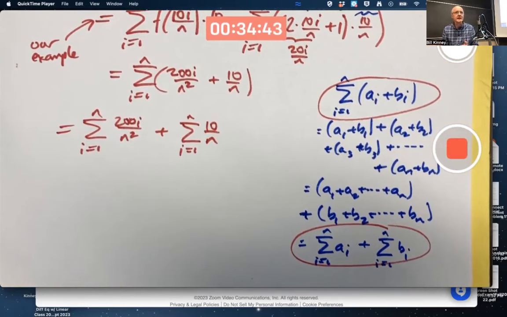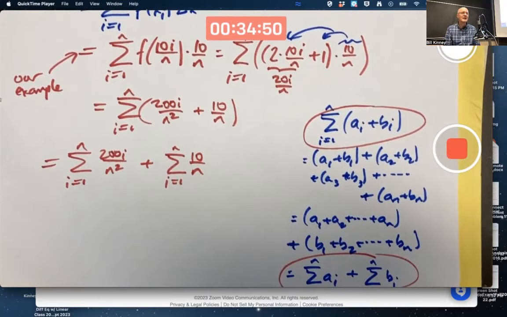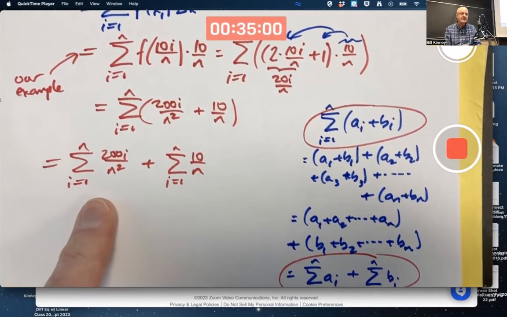Each of those feels a little simpler, perhaps, than the other one, than this one. But it still probably feels kind of difficult. What should I do now? Right, well, I'm teaching you what to do. Look at the summation.